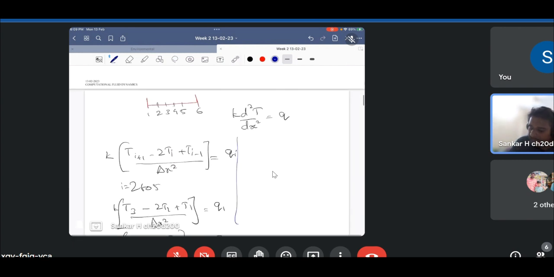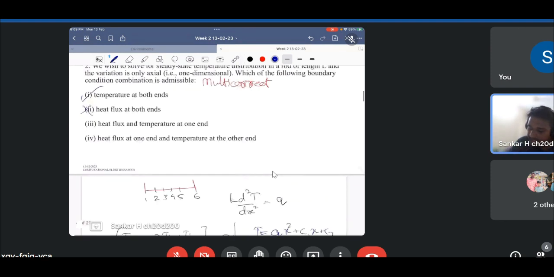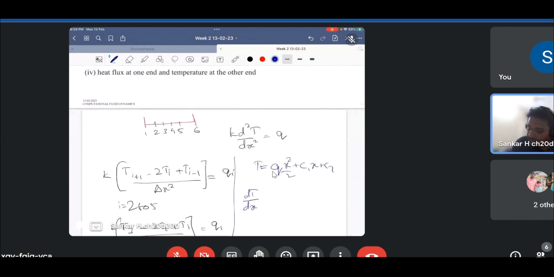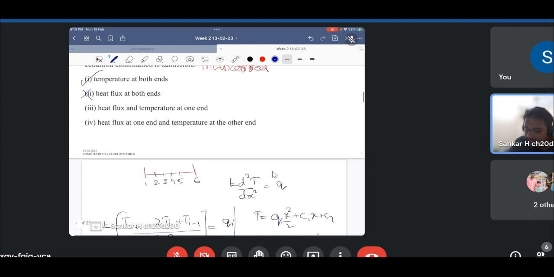We cannot work when the heat flux at both the ends is given. Even when we do it analytically, we'll get the equation T as q into x plus x square by 2 plus c1 x plus c2. The heat flux refers to the temperature gradient at the points, dT by dx at x equal to 0 and dT by dx at x equal to L. If these two conditions are given, we cannot find C2 here. It is not possible to find C2 here.